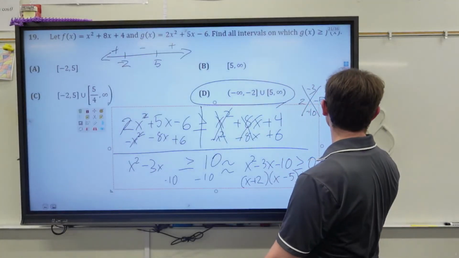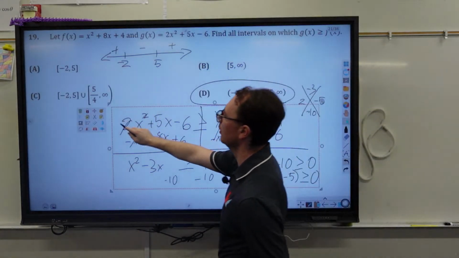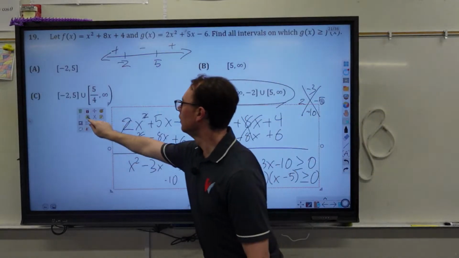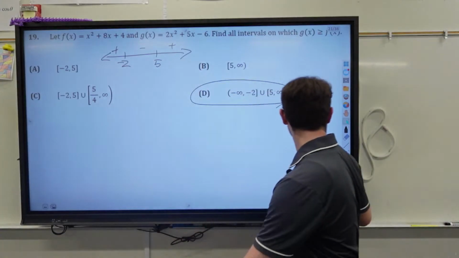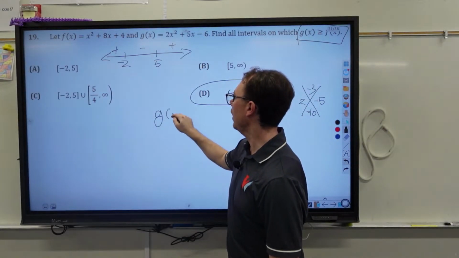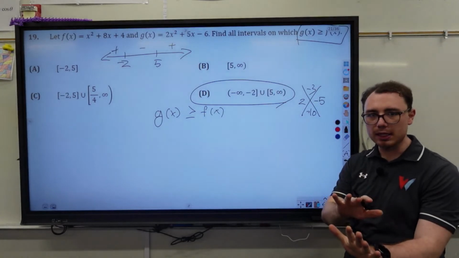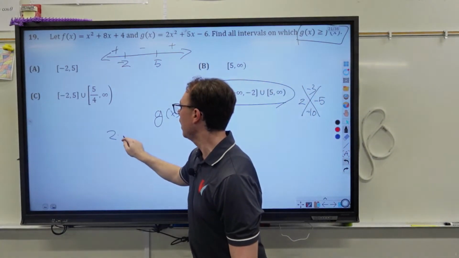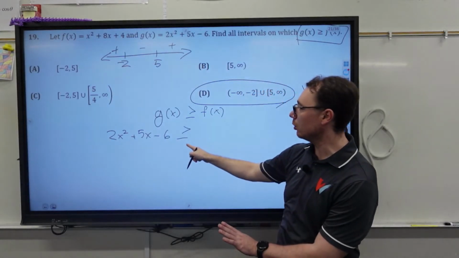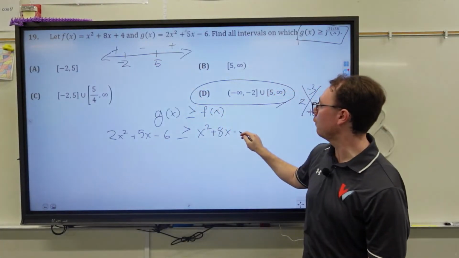So let me just write it a little bit cleaner, because I ended up making a couple of mistakes during this one here. So all I'm doing is delete, there we go. So we want to try and solve out this inequality of g of x is greater than f of x. So we're trying to do g of x is less than or equal to f of x. Immediately, I can make that equation where g of x is just this 2x squared plus 5x minus 6 is greater than or equal to f of x, which is just x squared plus 8x plus 4.